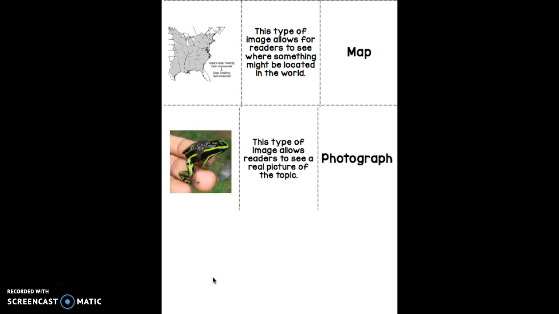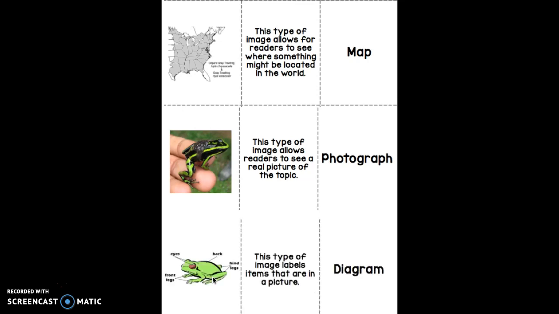This is a map. This type of image allows for readers to see where something might be located in the world. Here's a photograph. This type of image allows readers to see a real picture of the topic. This is a diagram. This type of image labels items that are in a picture. I can tell by looking at this diagram of the frog where his front legs are, where his eyes, his back, and his hind legs are.